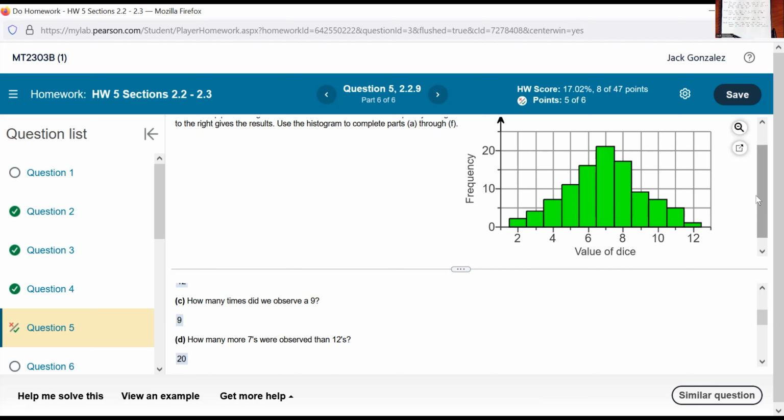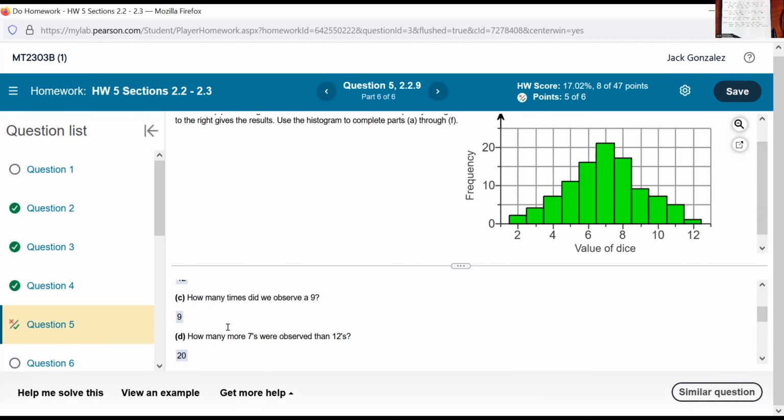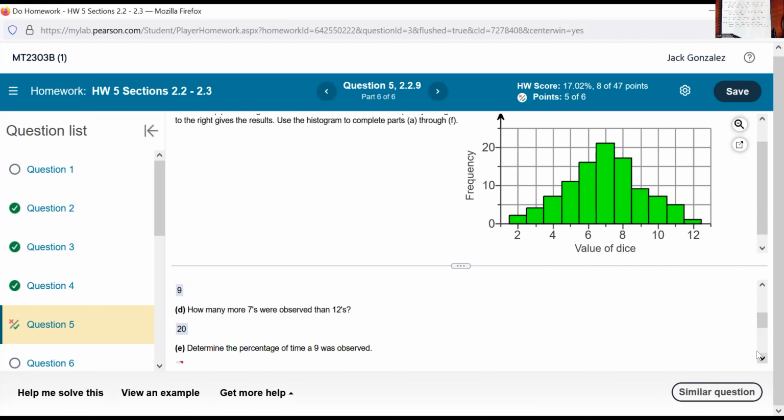Okay. So when they ask you a question, how many times did we observe a 9 when it's tossed? Go to the category 9, see how many times it appeared. It appeared about 9 times. That's how you read these. Height tells you the frequency. Width is just the class width of each class. Okay. Then they'll tell you here how many more 7s were observed than 12. We'll just subtract them, right? Find out the difference. Nothing insane.